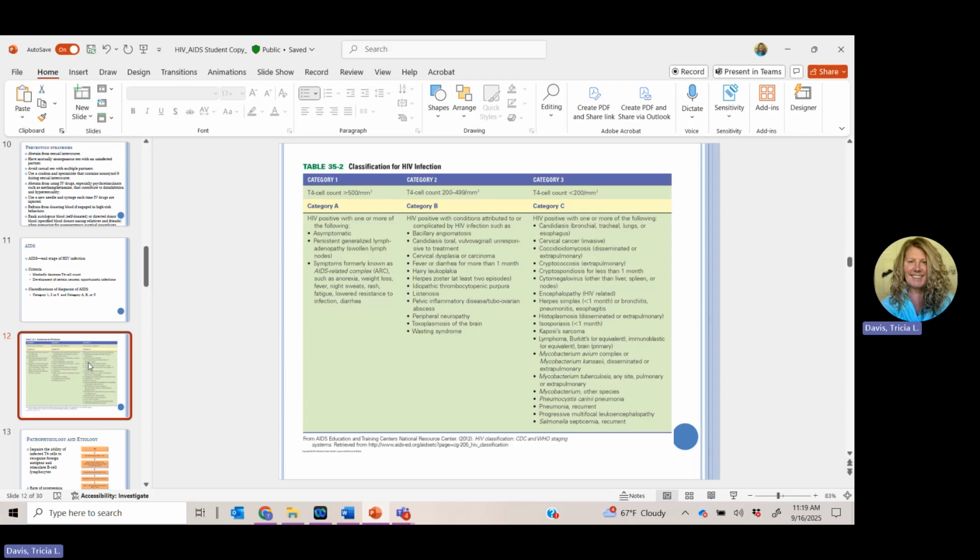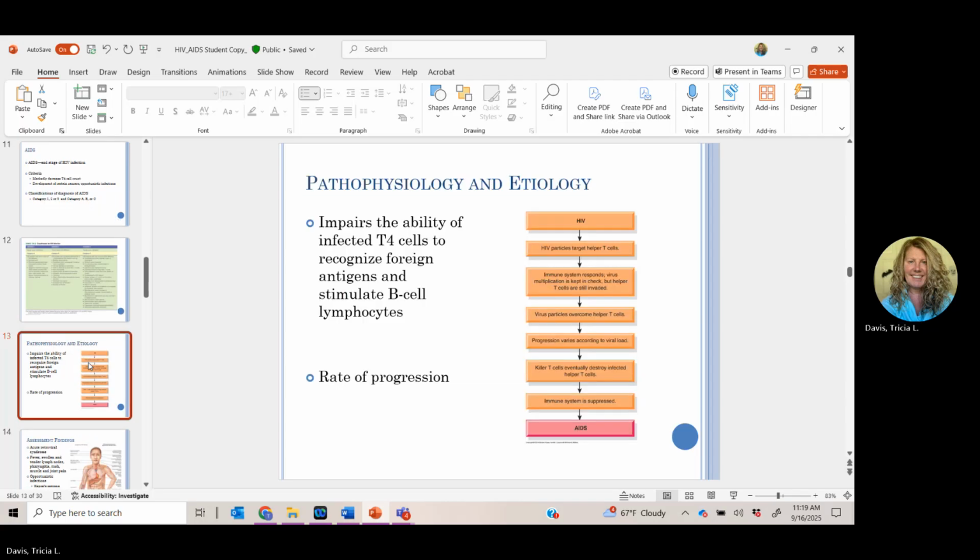But once that T4 cell count gets less than 200 and they develop one of these things listed in the right column here, they have now transitioned into this diagnosis of AIDS. So I would definitely study this and know the categories and those defining factors for diagnosing someone with AIDS. So this is just a little bit of pathophysiology here.